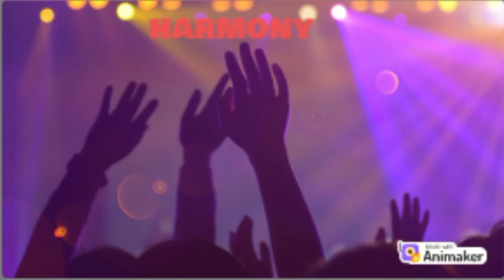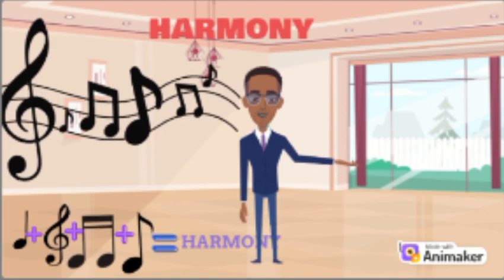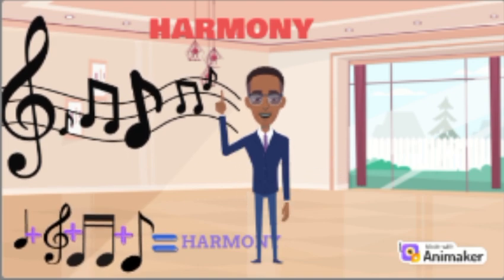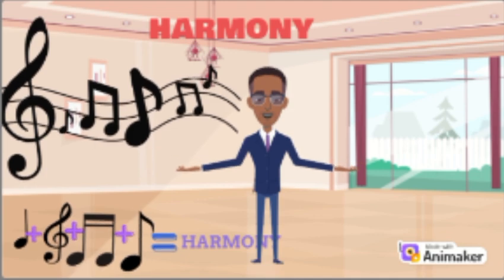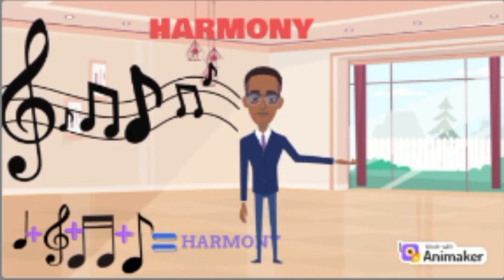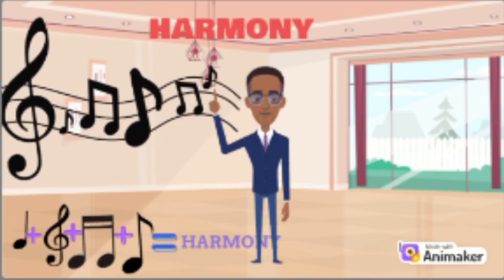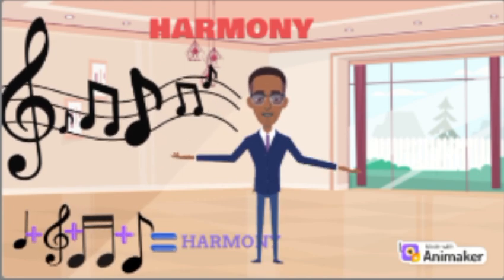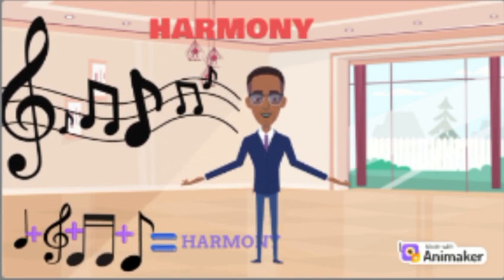Lastly, let's consider harmony. Harmony is the combination of different notes played or sung together to produce a pleasing sound. It acts like the background that supports the melody. When you hear a choir singing in parts or a band playing chords along with a soloist, that's harmony in action. It adds depth and richness to the music, enhancing the main tune and making it more interesting.